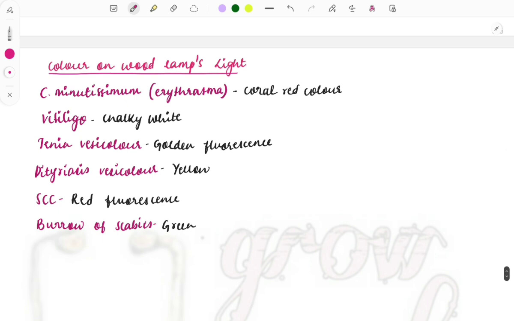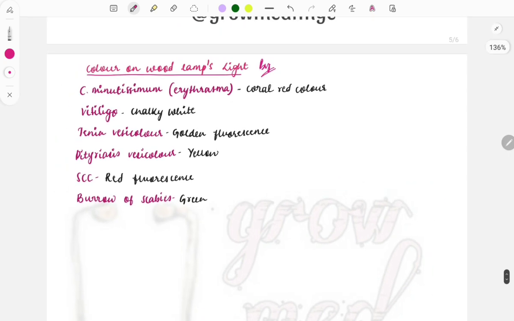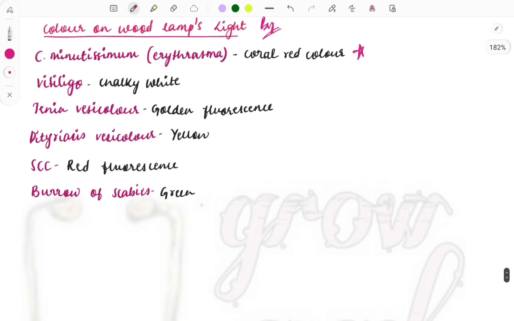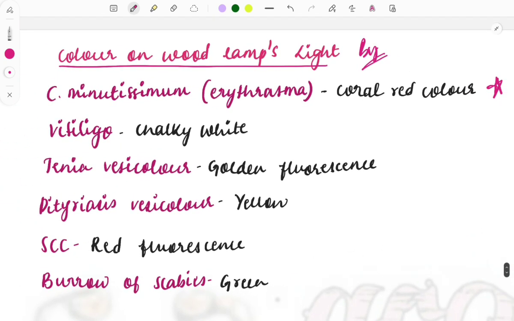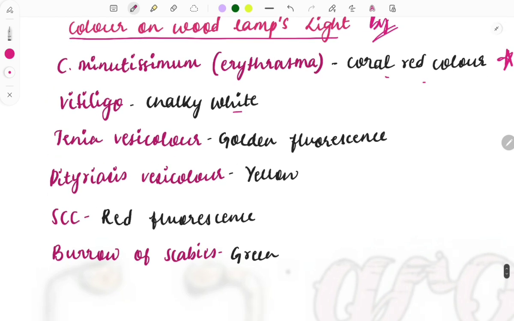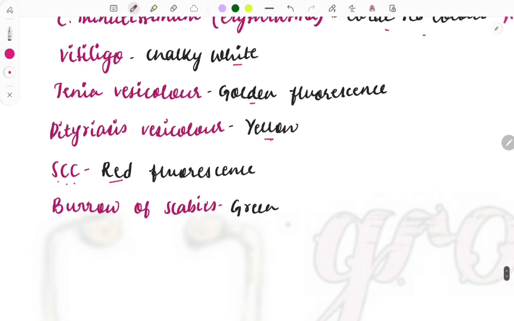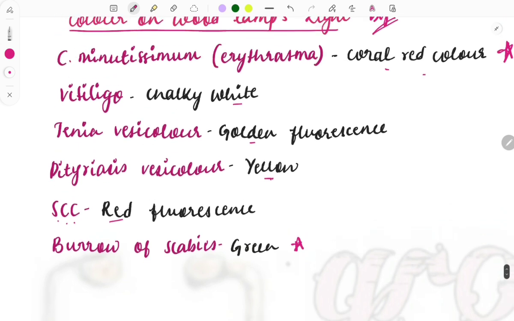Okay, then color on Wood's lamp light. So you need to mug up this whole चार्ट, मतलब the table जो भी है, ये पूरा आपको बाय हार्ट करना पड़ेगा, because this is a repeat topic. मतलब frequently questions have been asked on this Corynebacterium and the erythrasma, which color it will be giving. So it will be giving the coral red color, Corynebacterium. The other things like the vitiligo, it will be giving the chalky white, then tinea versicolor golden, pityriasis versicolor yellow, squamous cell carcinoma red, and Pseudomonas green. So this is also a PYQ asked. Okay.